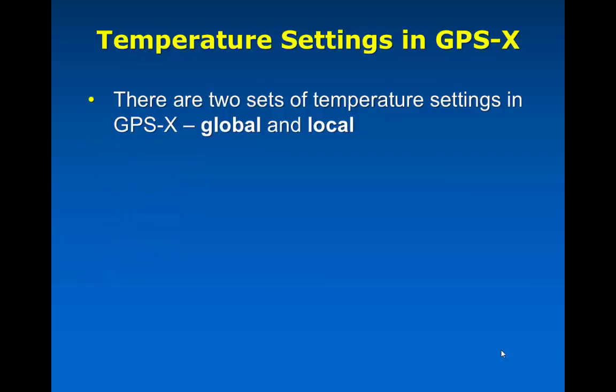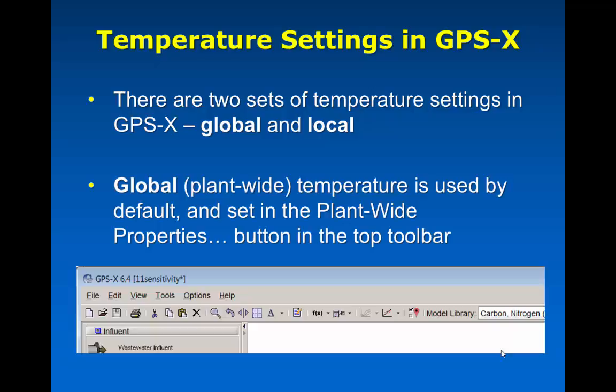Okay. So there are two sets of temperature settings in GPSX. The global one, that is the global setting of temperature that is for the entire plant, and the local. So the global setting is for plant-wide temperature, and you can get at that on the plant-wide properties button, which is found here, this little red dot button at the top toolbar. Now, this is actually something that is new in version 6.4 of GPSX, but we've collected up a lot of the plant-wide settings and put them here and accessible from that button.